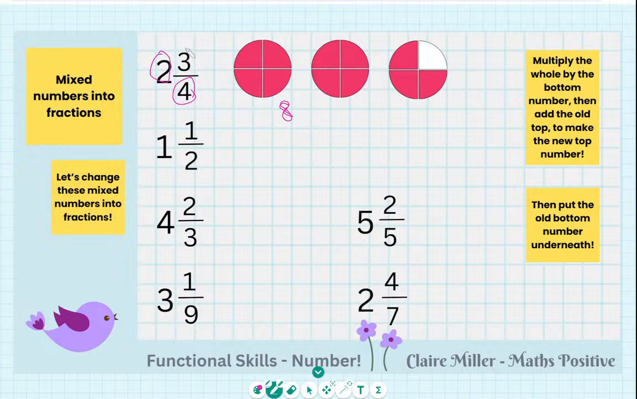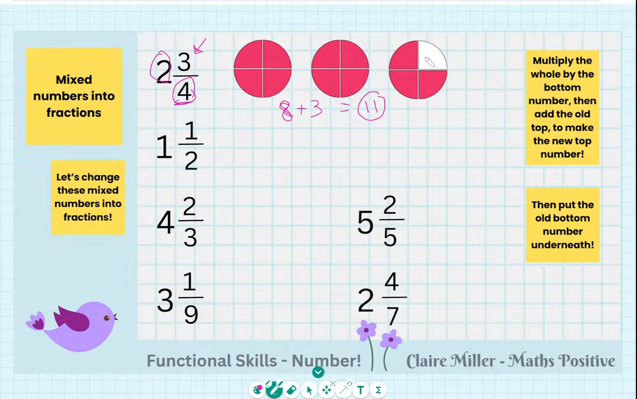And then we've got another 3/4 here, and that's on the top. When we look at the number, we can see the 3 on the top. That's telling us about this 3/4 here. So I need to add 3 on there. 8 plus 3, that's 11. So that's how we make a new top number for our fraction. Then all we need to do is put that top number over the old bottom number.